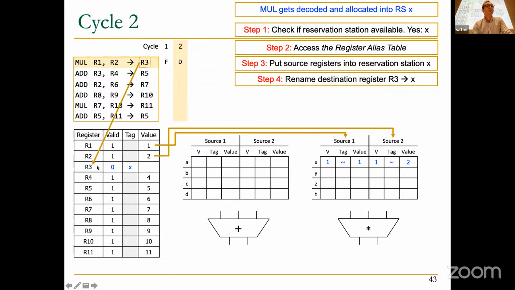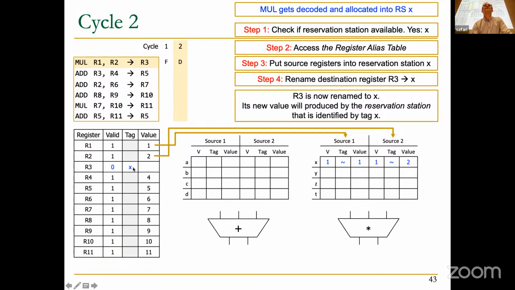So anyone who's going to read R3 now is going to get X as a tag. So basically, R3 is now renamed to X. Its new value will be produced by the reservation station that's identified by tag X. And anybody who's going to consume that value is going to refer to that as X. And we'll see that very soon.